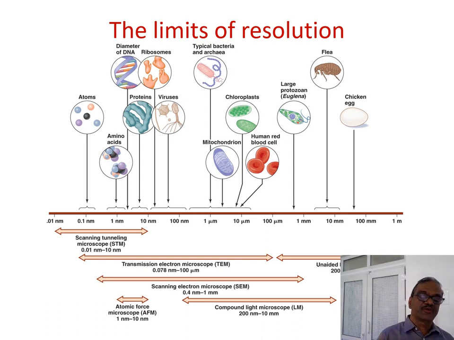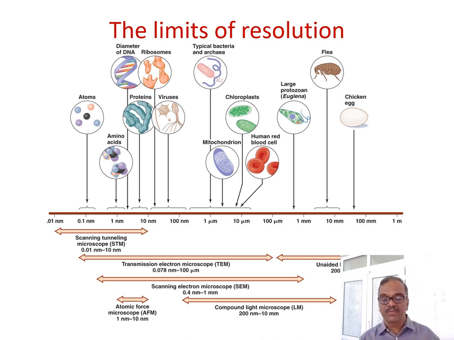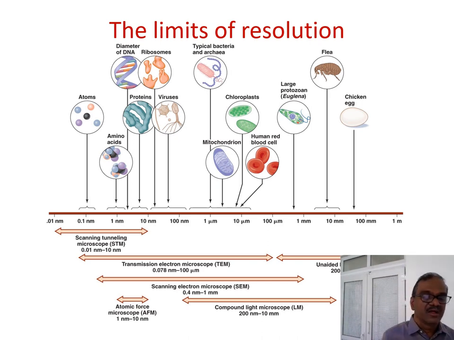So which one has the better resolution, transmission or scanning? Resolving power: if you want smaller objects to be differentiated, transmission is good, isn't it? It is for nanometer to micron, whereas here it is nanometer to millimeter. So here the TEM is so good. Then the scanning tunneling microscope is 0.01 nanometer to 10 nanometer. It is more precise in differentiating two different objects. With atomic force microscopy, the atoms are able to be differentiated.